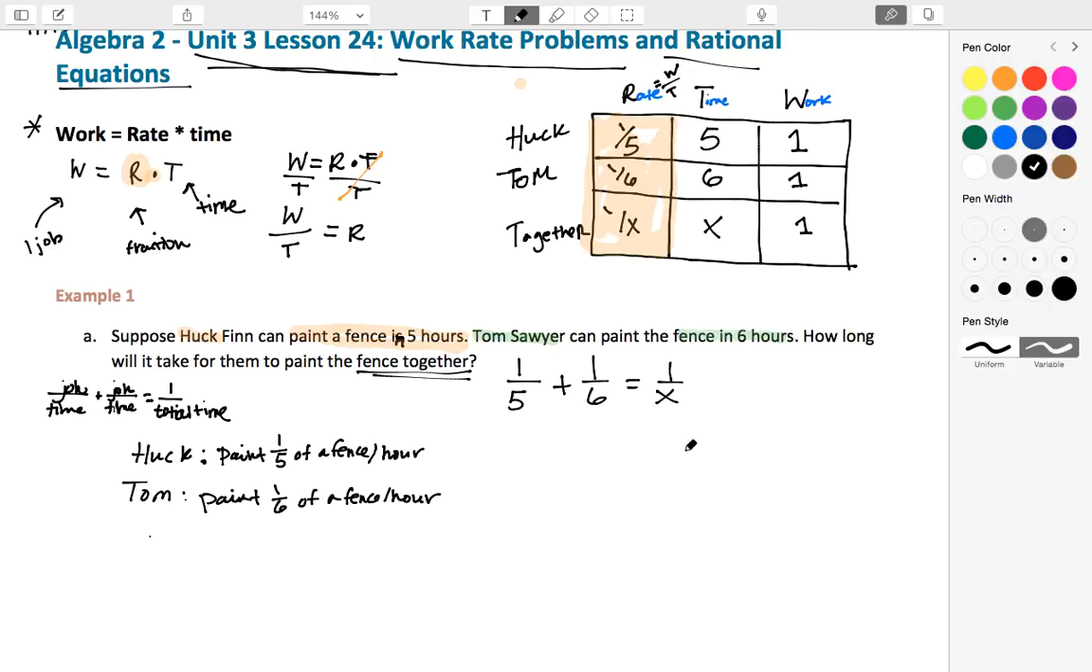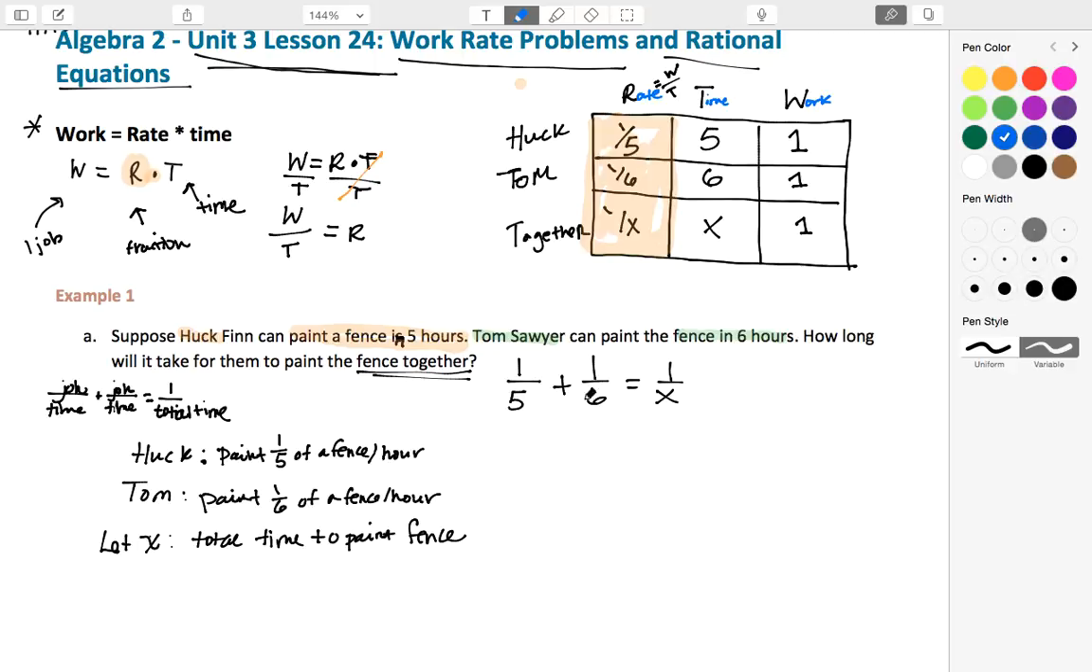Okay, but first I should also identify that the time they work together is represented by x. So let x represent the total time to paint the fence. Okay, so then from here, I'm going to do mostly this algebra piece. So once we have this set up, I want us to go ahead.